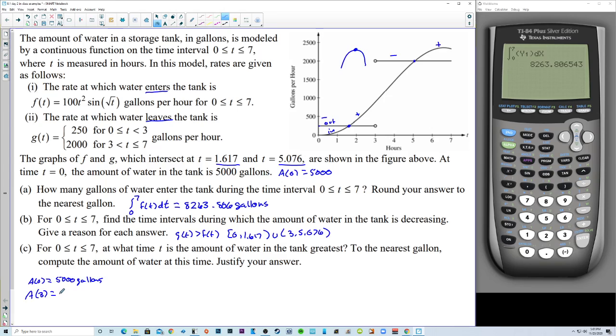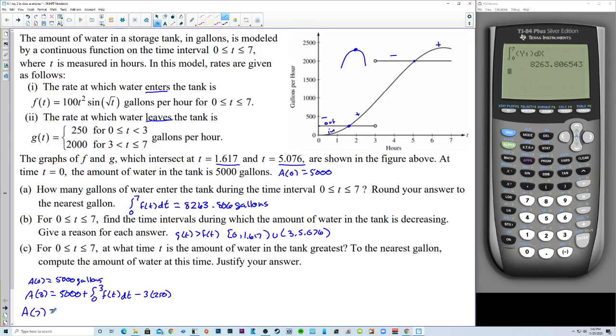So A of 3 is equal to 5,000 plus the integral from 0 to 3 of in minus out. We know the out because it's constant. It didn't change. So here's the in, that does change, so we want to integrate that. But then minus 3 hours times 250 gallons per hour.